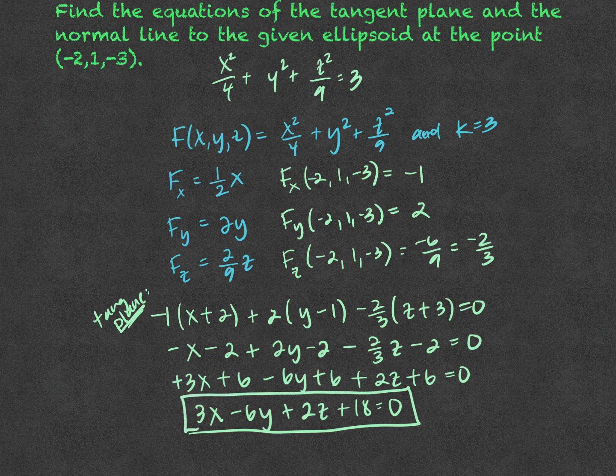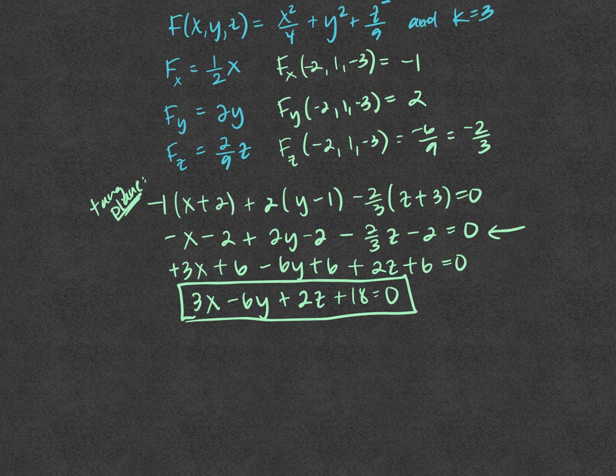In general form, usually there are no fractions and your x is positive. That's why I went that way. My math lab might take it in this form if you were to simplify it and say -x plus 2y minus 2z minus 6 equals 0. I'm not sure. You can play with that if you'd like. So this is our tangent plane right here.